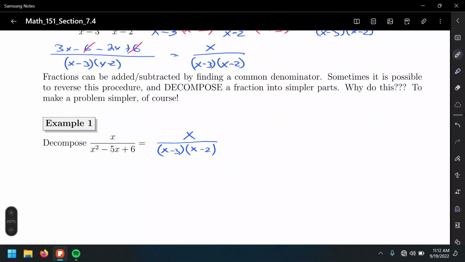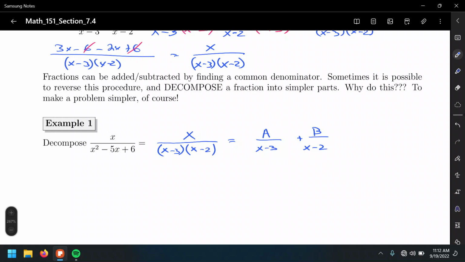Don't forget the x in the numerator. That means we have two factors. Each factor will correspond to a partial fraction in the following way: A over x minus 3 plus B over x minus 2. What do we do with the x? You might ask yourself, what do we do with the x right here in the numerator? Just ignore it for now.